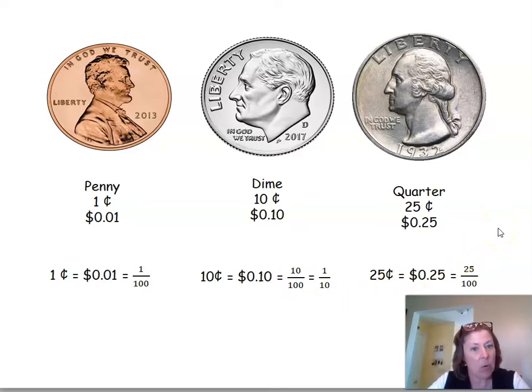And last is my quarter. And I have my 25 cents, 0.25, which is equal to 25 hundredths, because it's worth 25 cents out of the 100 cents in a dollar. So now let's move to our whiteboard and do some actual examples of counting money.